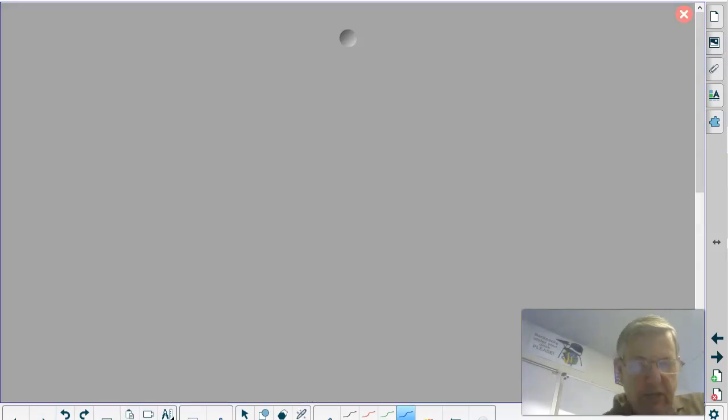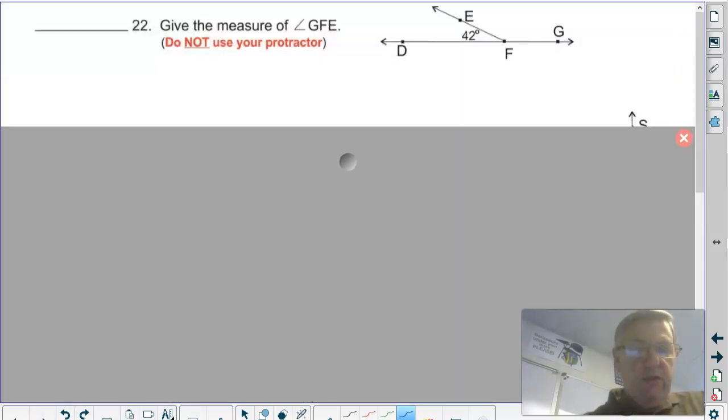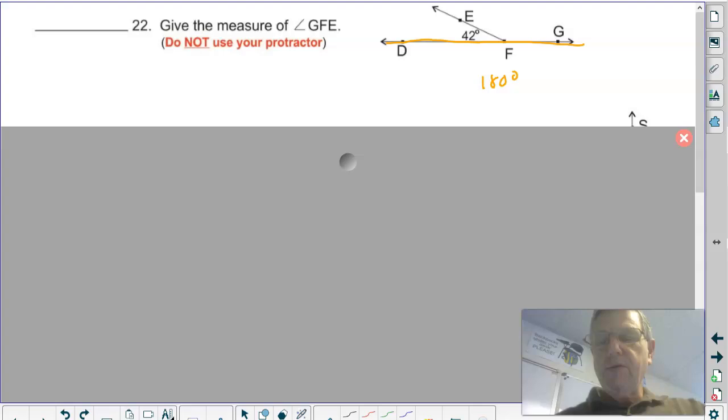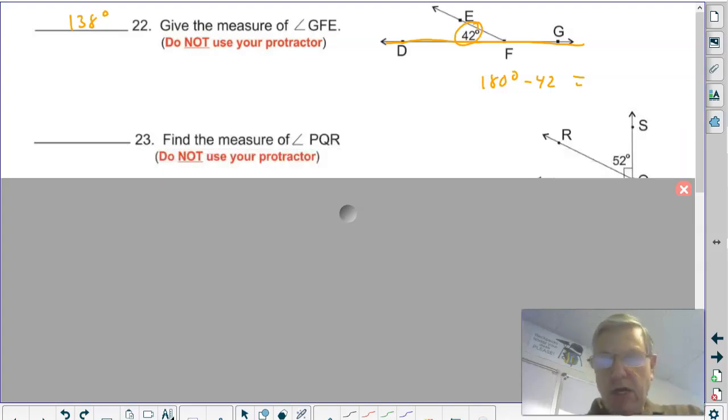22, here, let me use my shade, focus a little bit more. 22, give the measure of angle GFE. Do not use your protractor. What I want you to notice here is the straight angle. And the straight angle is 180 degrees. If this angle used up 42, what's left will be 180 minus 42, or 138 degrees. Only answer. Do not use your protractor on a problem like this. You're simply using the geometry.